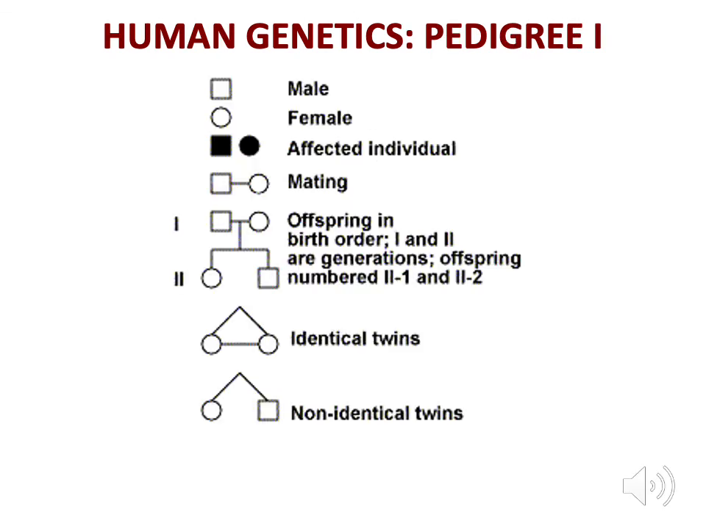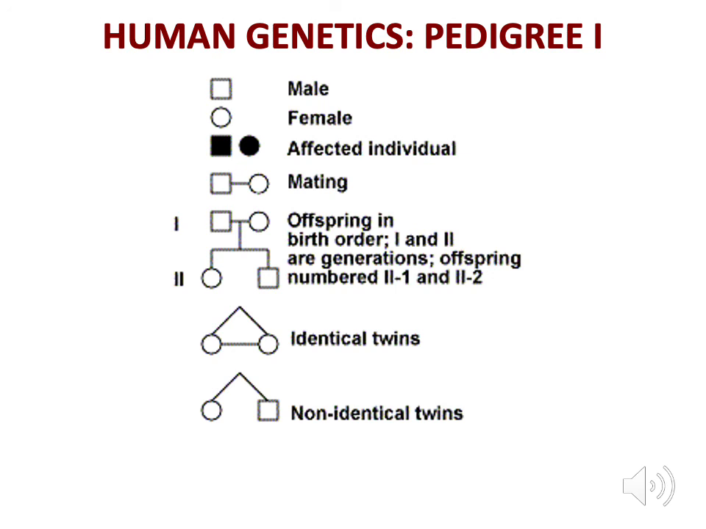Pedigree charts are fairly straightforward, and there's really only a few things you need to know about the diagramming process and the symbols involved. What you need to do is be aware of the fact that males are always indicated with a square, females always indicated with a circle. If the individual is affected, that demonstrates the phenotype of that allele, whether it is autosomal recessive or autosomal dominant or an X-linked trait.